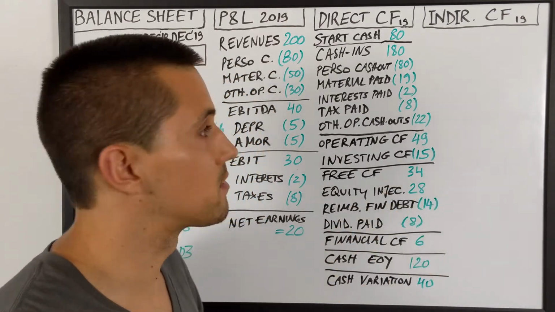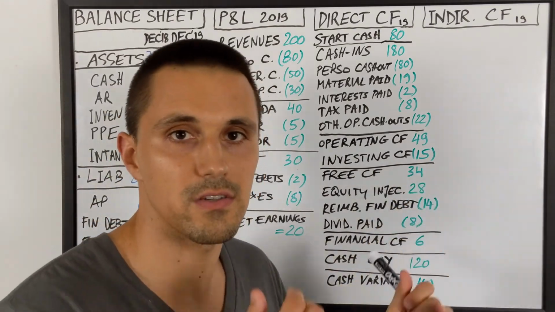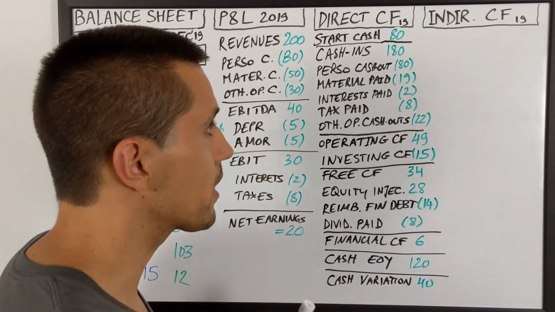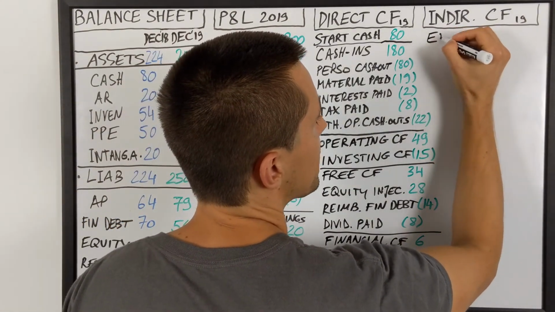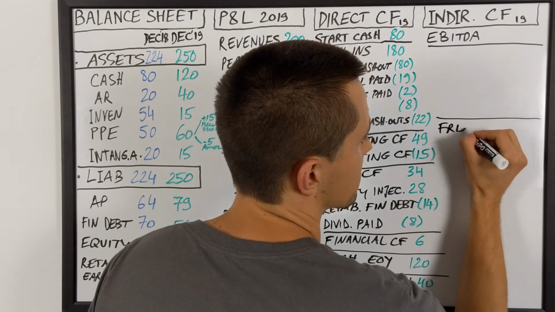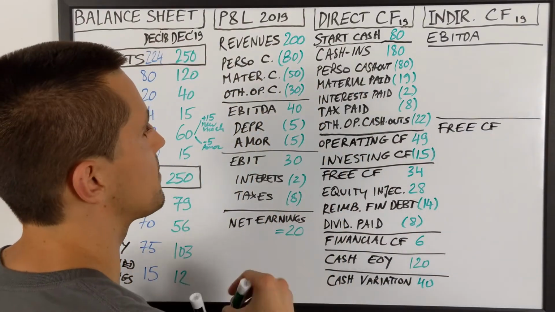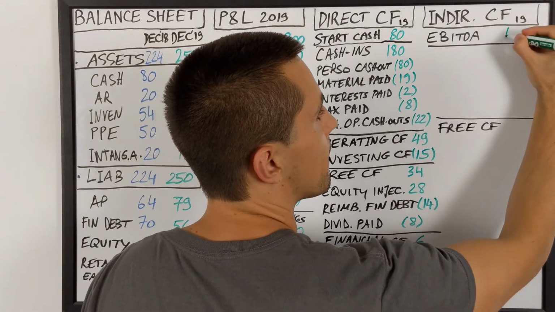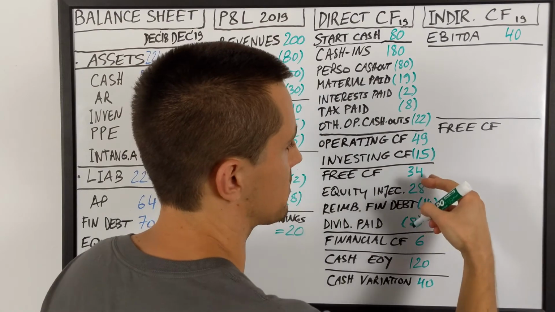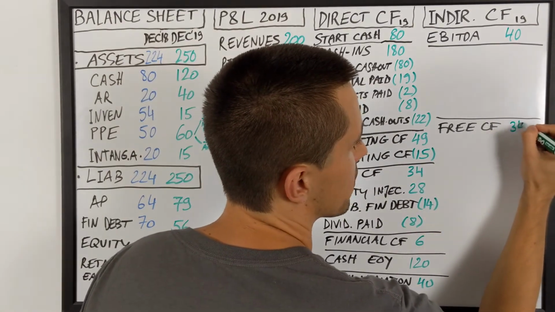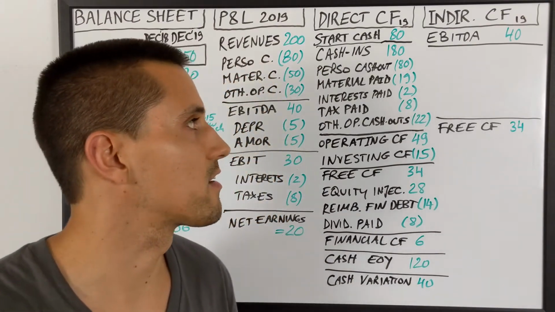Because the investor wants to know, okay, I have an operating profit of 40, I have 34 free cash, what happened in between? So in the indirect cash flow we are going from EBITDA to free cash flow. We already know that our EBITDA is 40 and that our free cash flow, so our cash generation, is 34. So what happened in between and why do we have a gap?